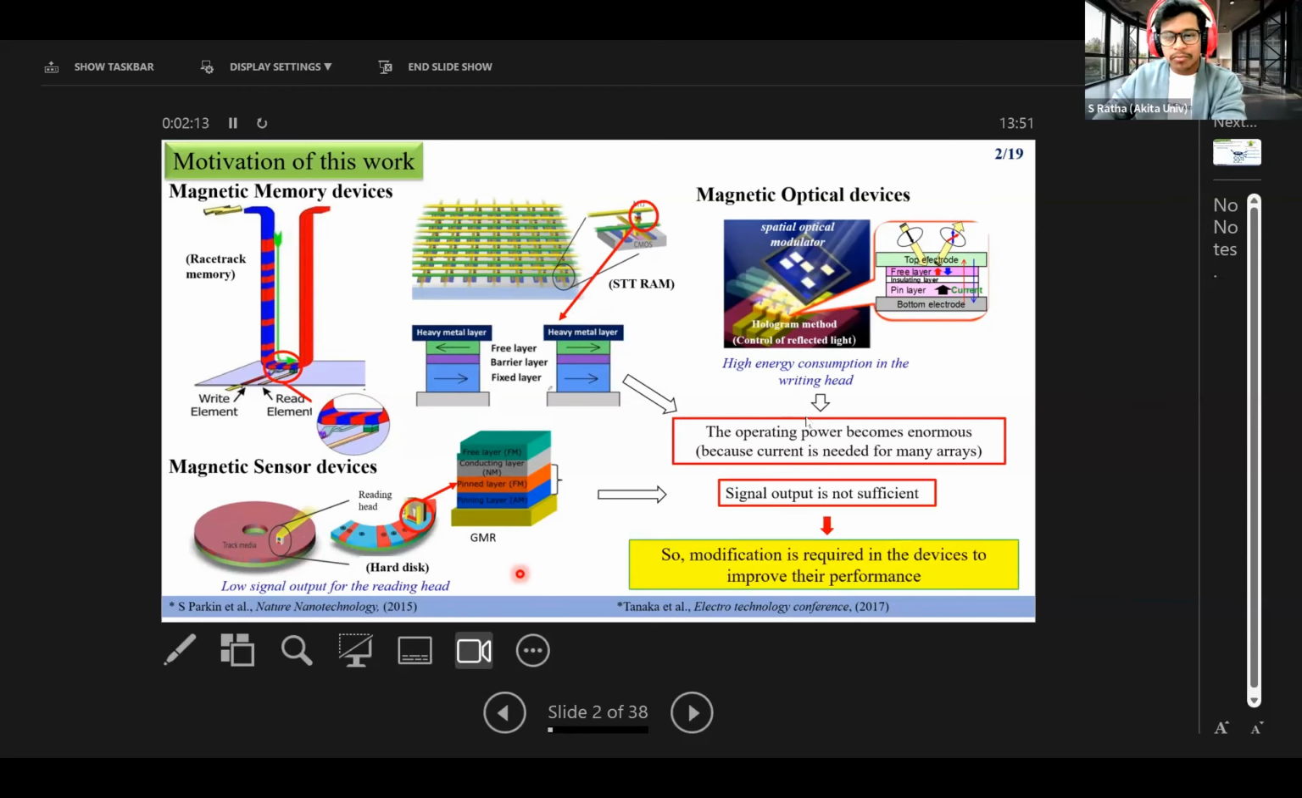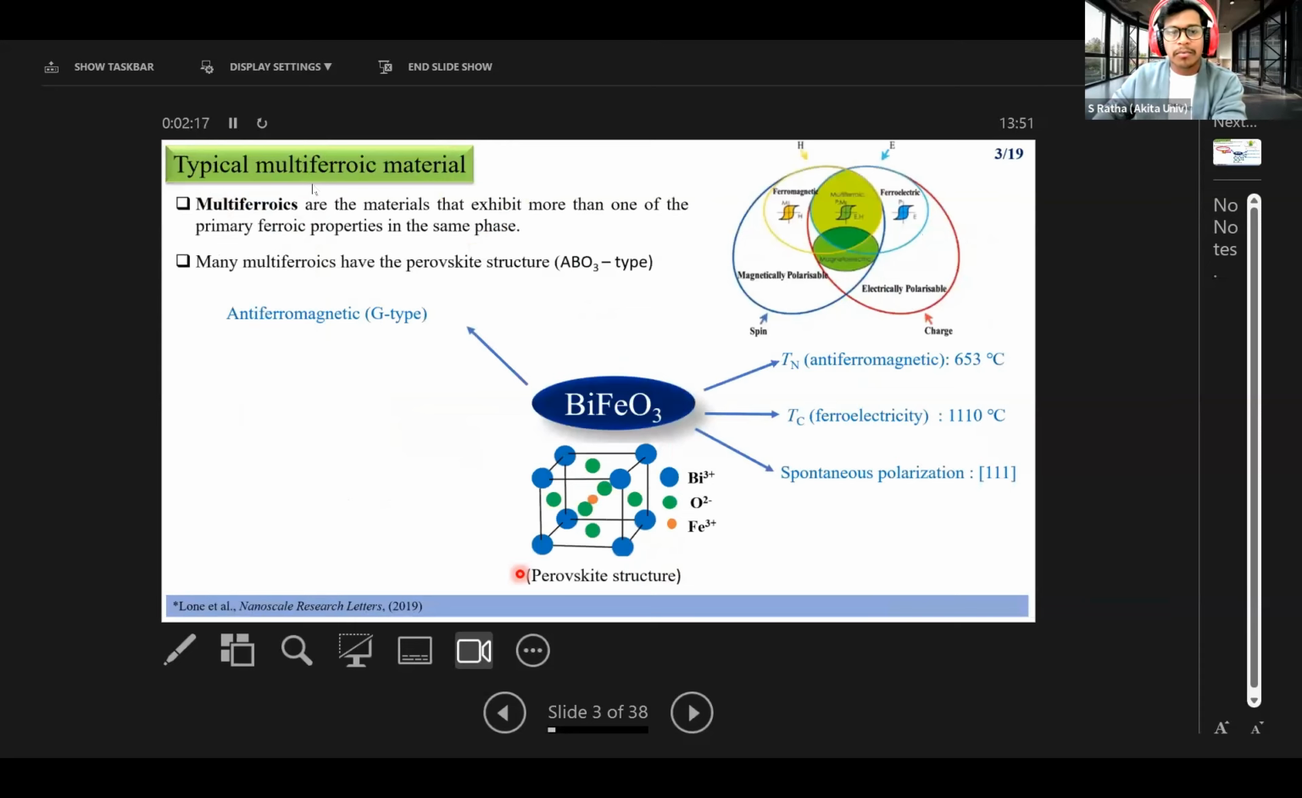To solve this problem we should have some new ideas. So let's think about the multiferroic material. As we know, these are materials that show more than one ferroic property in one phase, and these are mostly perovskite structure. I'll be considering bismuth ferrite because it has perovskite structure, and additionally it has spontaneous polarization along the diagonal, and it shows very high Curie temperature and Neel temperature, above room temperature. So I am not worried about the temperature.